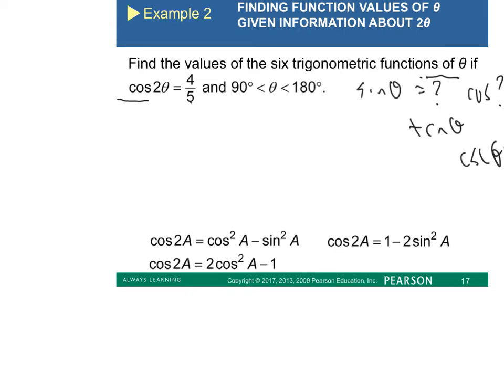If we're going to use, what quadrant am I in? I'm in between 90 and 180. That's quadrant 2. Keep that in mind because that will make cosine negative, that will make tangent negative, and their reciprocals negative. All right, you ready?